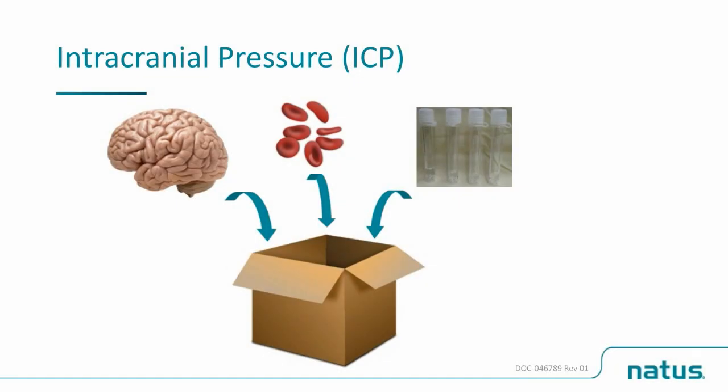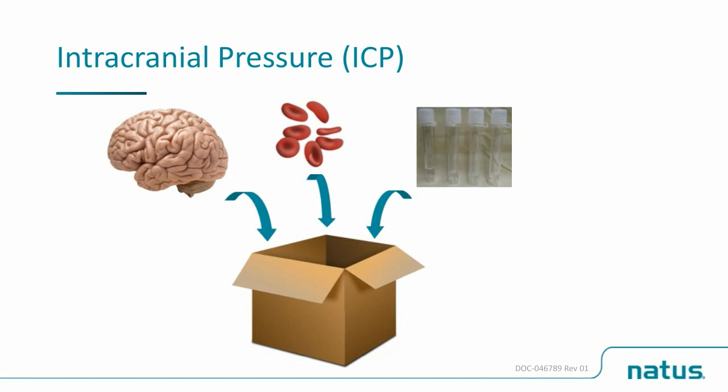The cranium, because it's bone, has a fixed volume available to house the brain, blood, and CSF. It is a closed, rigid container. Like a box, it can only hold a certain amount before reaching maximum capacity. An increase in the volume of any one of the cranial contents takes up more space. The more crowded the cranium becomes, the more it pushes against the walls of the skull and increases ICP.